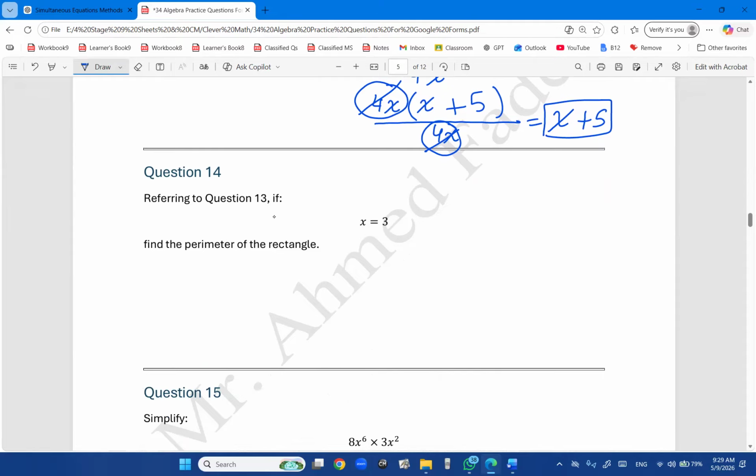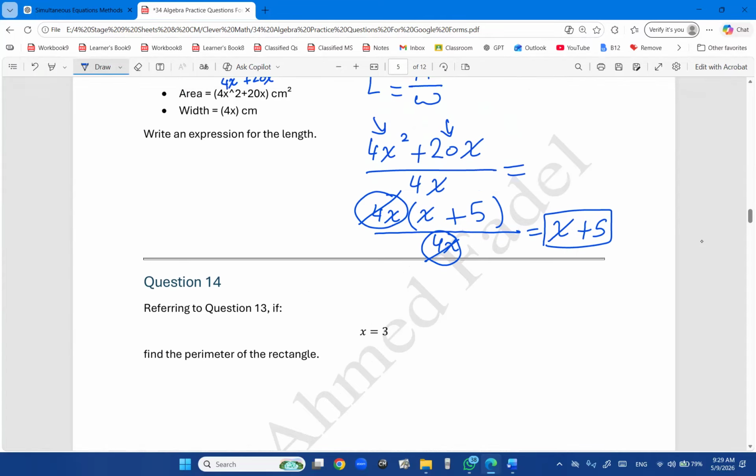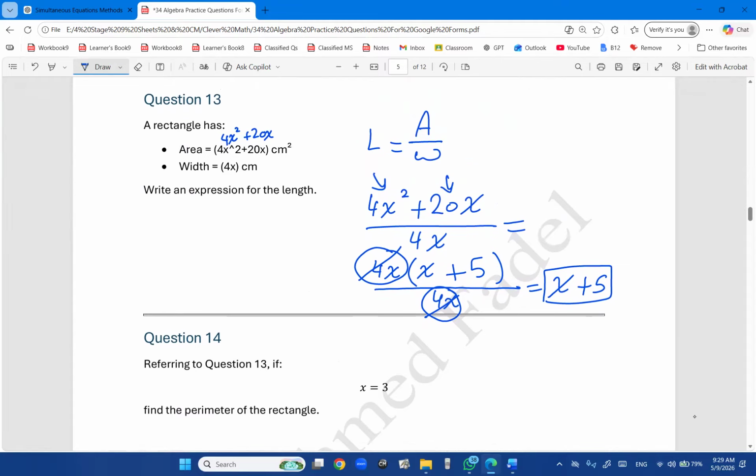Referring to question 13, if x is 3, find the perimeter of the rectangle. Well, referring to question 13 over here, if x is 3, then the length, which is actually x plus 5, we found that it is x plus 5, and the width, which is 4x, was given already to us. Then the length is just 8, and the width is 12.